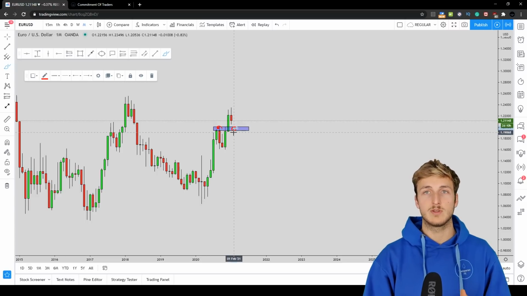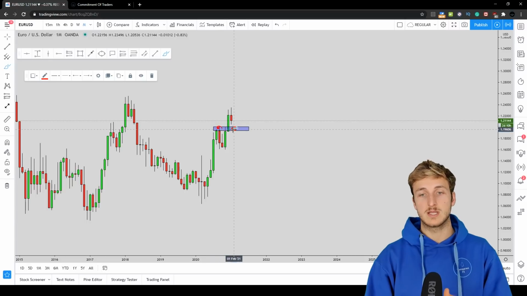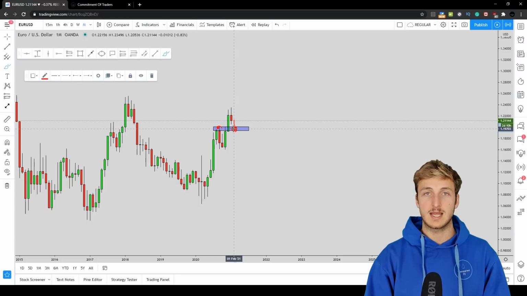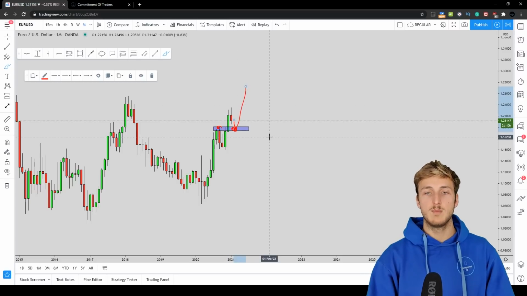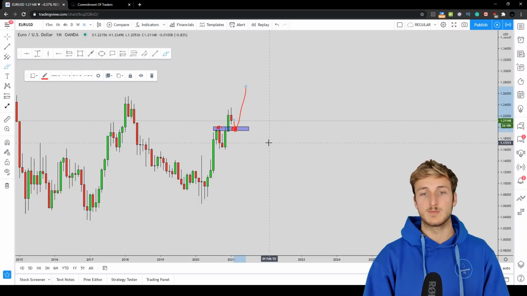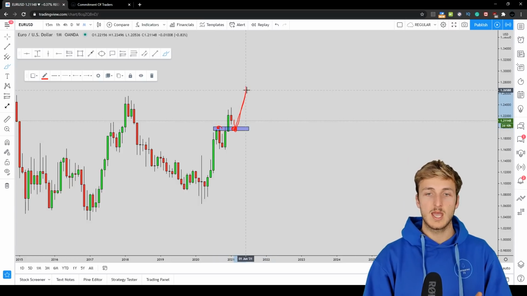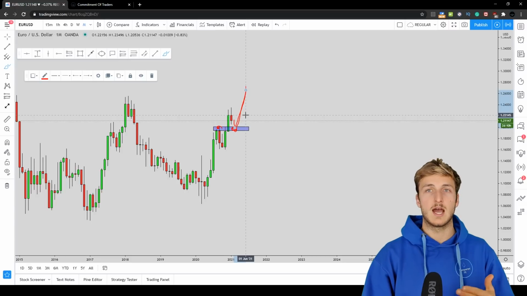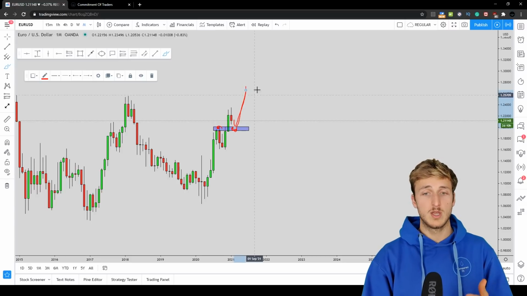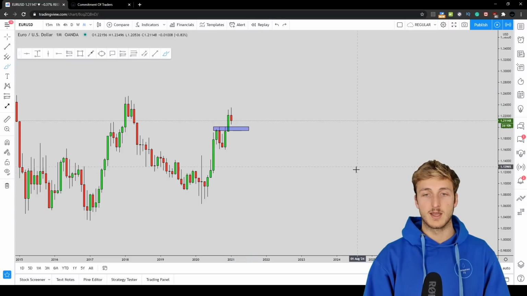So here on the monthly for Euro USD, we have a market with previous resistance now turned support, which we can expect the market to retest to grab some liquidity before creating the continuation to the upside. So on the monthly, we are testing previous resistance turned support, and we do expect the market to provide a rejection to the upside, possibly for the creation of a higher high.